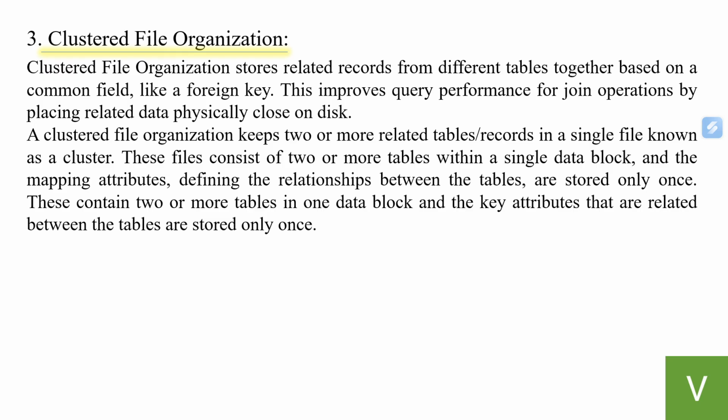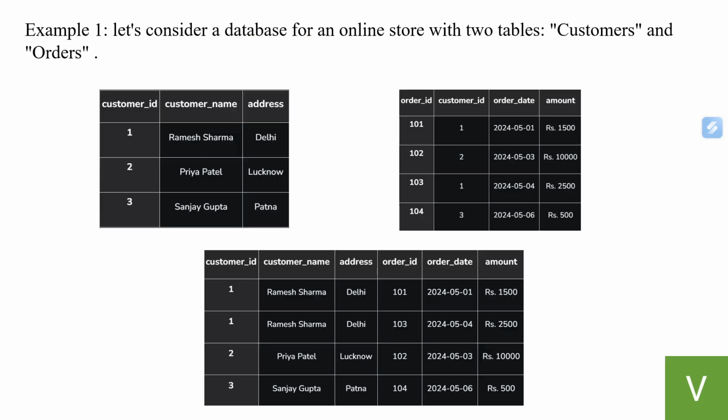Let us look into the third type, which is clustered file organization. It stores related records from different tables together based on a common field called a foreign key. So let us understand this clustered file organization with the help of a clear example. Let us consider these two tables called customers and orders. The customers table has three fields: customer ID, customer name and address. In this table, customer ID is the primary key.